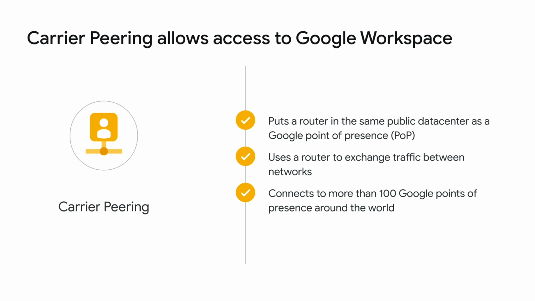Customers who aren't already in a point of presence can contract with a partner in the carrier peering program to be connected. Carrier peering gives you direct access from your on-premises network through a service provider's network to Google Workspace and to Google Cloud products that can be exposed through one or more public IP addresses. One downside of peering, though, is that it isn't covered by a Google Service Level Agreement.